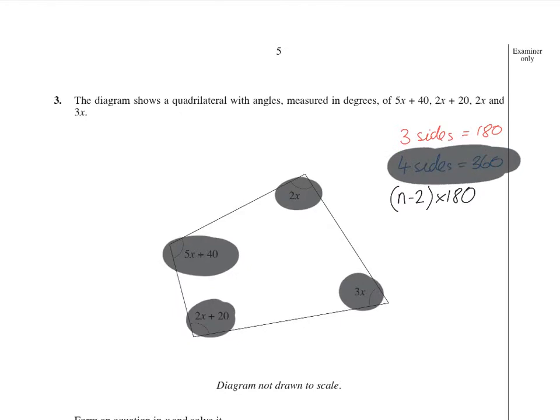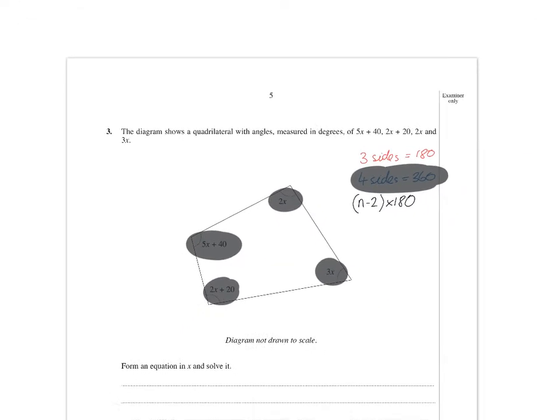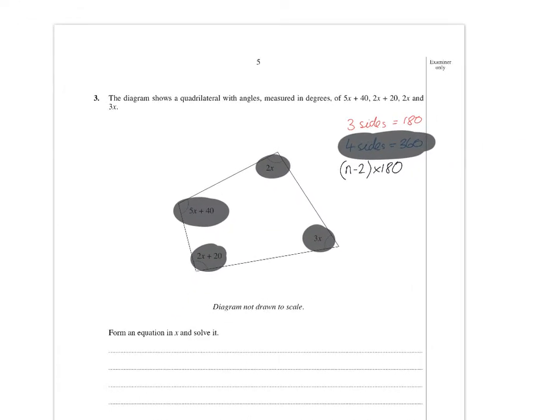Okay, so that's precisely what I'm going to write now in my working just underneath. I'm going to say that 5x plus 40 plus the 2x plus the 2x plus 20 plus the 3x, in any order, it doesn't matter which order you're doing because we're adding them, is equal to 360, and that's because 360 go into a four-sided shape. Okay, so what I'm doing now is I'm going to get all the x's together, so I've got 5x plus 2x, that's 7x, plus another 2x, 9x, and then plus the 3x is 12x. So I can say 12x here.